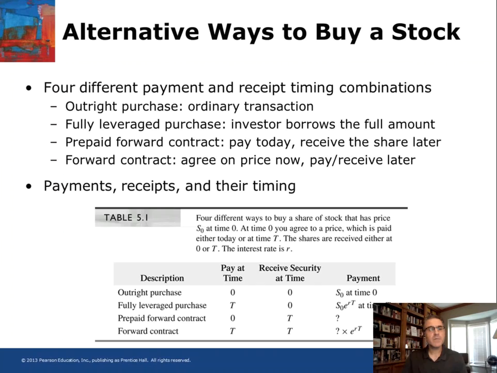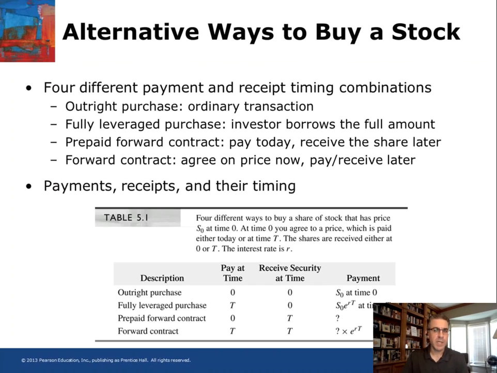Under what's known as a fully leveraged purchase, an investor borrows the amount needed to pay for a stock at time 0, then repays the loan at time t. So the stock is received immediately at time 0, but payment is deferred. The downside, of course, is that you incur interest on the amount borrowed, so your payment at time t is higher than the current value of the stock by that interest amount.